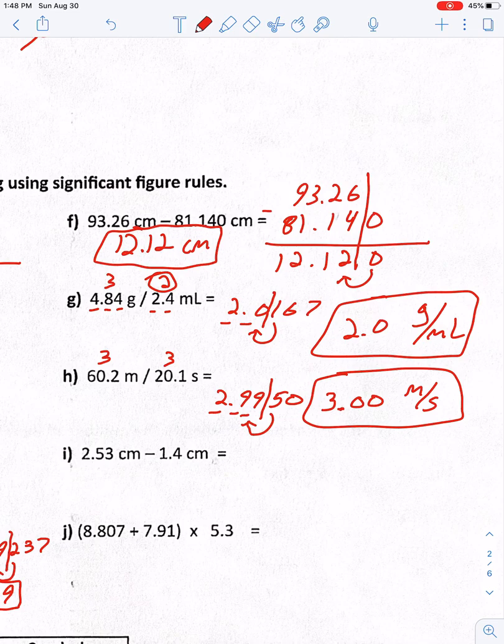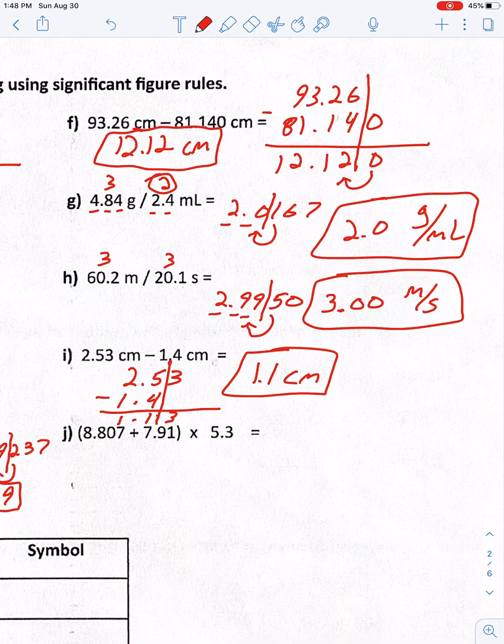I have 2.53 centimeters minus 1.4 centimeters, so this is going to be stacking, so 2.53 minus 1.4. 1.4 only goes to the tenths place, so that's where I got to stop. Bring the 3 down. 1, 1. So 1.13. Okay, so I kind of ran out of room here. That 3 is going to tell me that I'm not going to round the 1 up, so my answer would just be 1.1 centimeters.